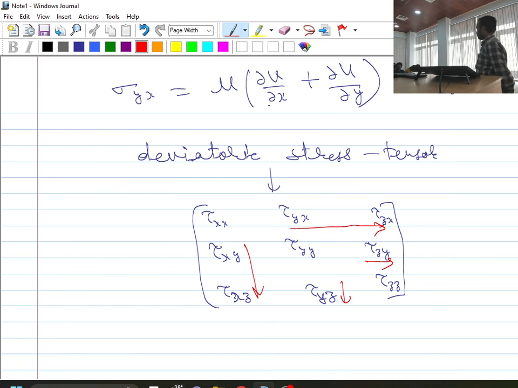tensor. Is everything clear with this idea? Please tell me if anyone is having any doubt. If you are having doubt, please ask me. Is it clear?